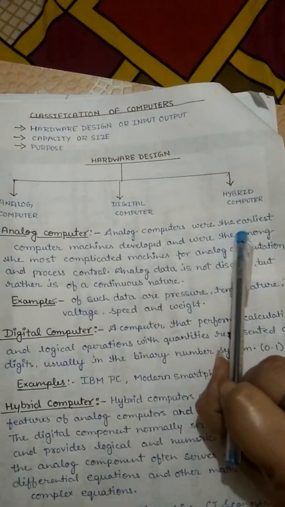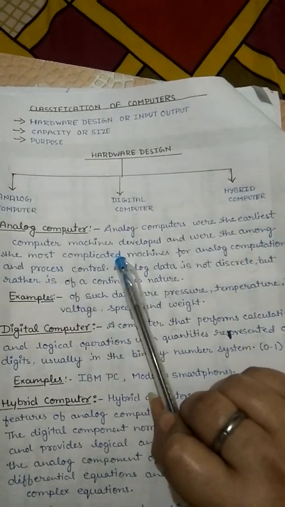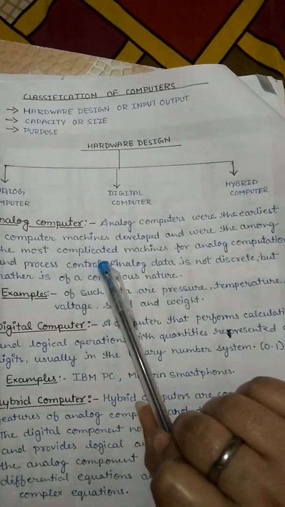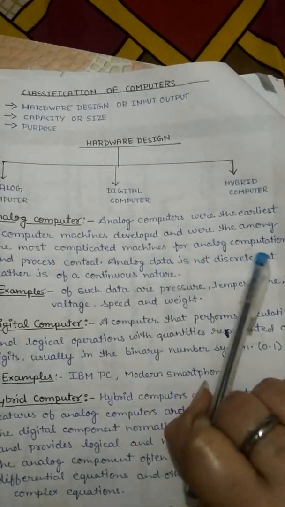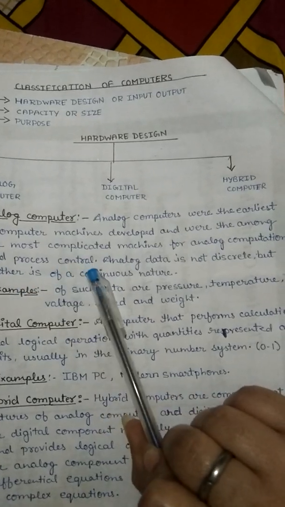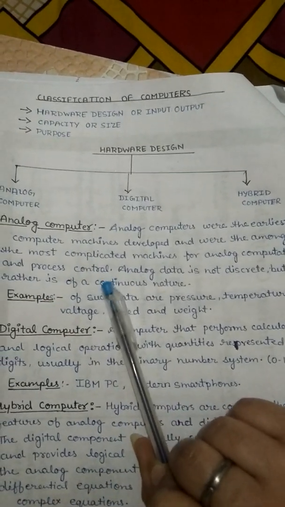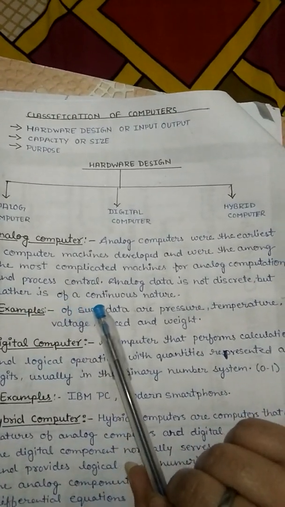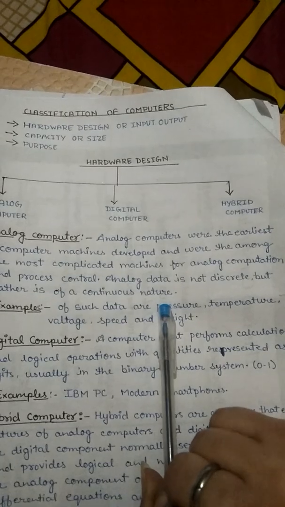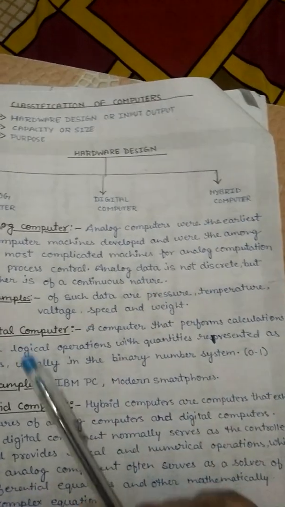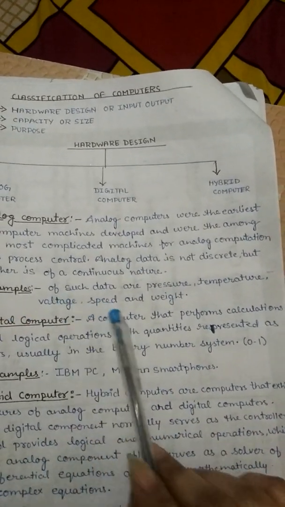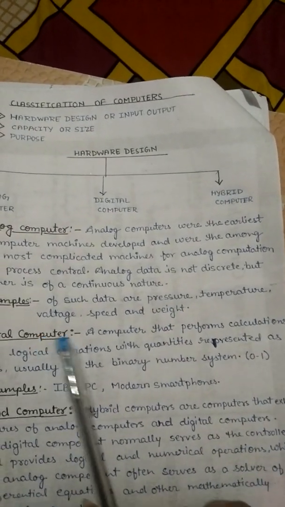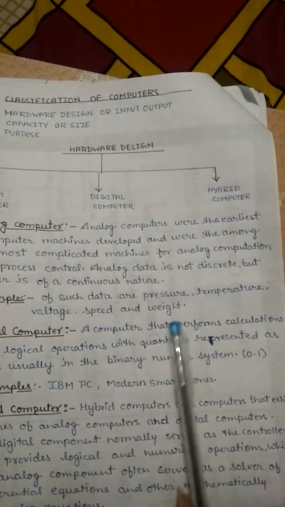Analog computers were the earliest computer machines developed and were among the most complicated machines for analog computations and process control. Analog data is not static but rather is of a continuous nature. Examples of such data are pressure, temperature, voltage, speed, and weight.